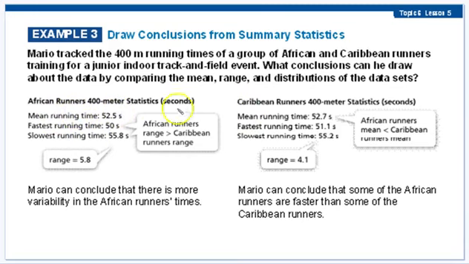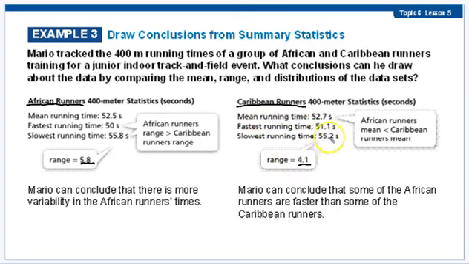Mean running time, African runners, Caribbean runners. So please pay attention to that. Don't get mixed up, because on the homework that could trick you. You could get it mixed up and then get something wrong, thinking you're looking at the right numbers. So the mean running time, the fastest running time, and the slowest running time. The slowest running time minus the fastest running time is your range. We know that. The mean is already the mean, they give it to us.